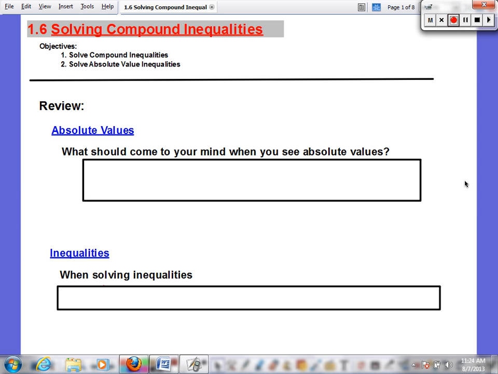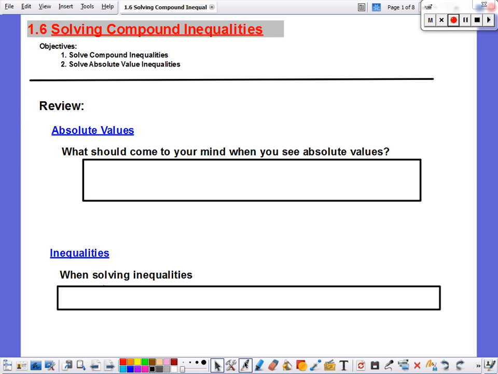Here in 1.6, we're going to be taking a look at solving compound inequalities. We have two objectives for this lesson. Number one, solve compound inequalities. There's two types there we'll look at. And then number two is solve absolute value inequalities. And again, there's the same two that we'll look at there as well.